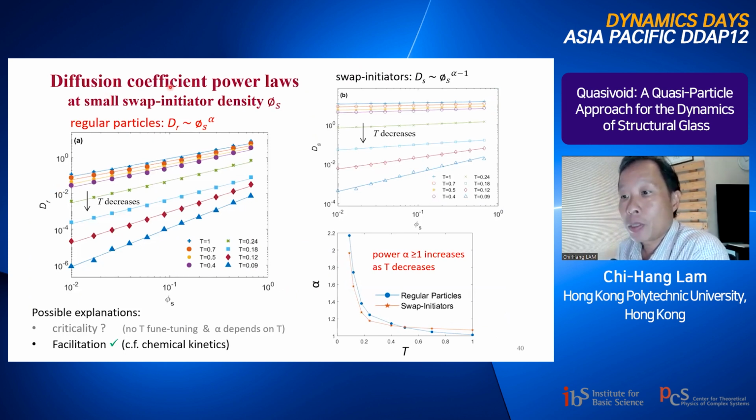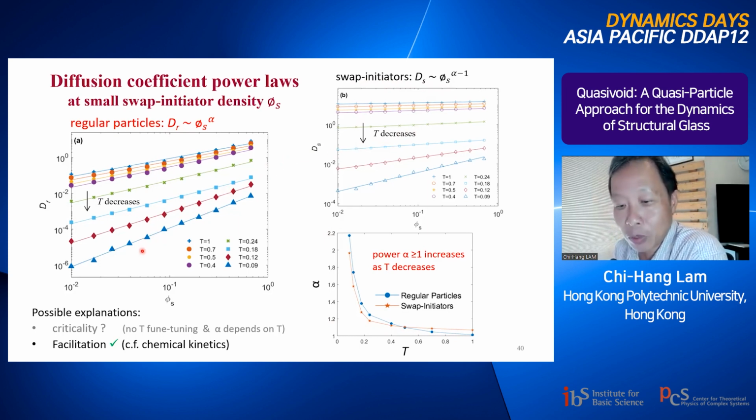Quantitatively, we measure the diffusion coefficient of the regular particles, Dr, and plot it against the swap initiator fraction or density in a log-log plot. So we see straight lines for different temperatures. That gives the power law with exponent alpha. So the exponent alpha increases as temperature decreases, because the slope increases as temperature decreases. And there is also a related power law for the swap initiator, which can be easily related.